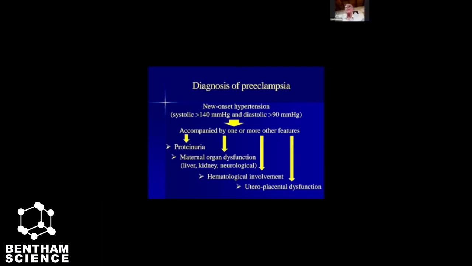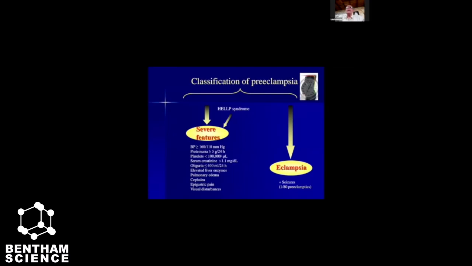Okay, thank you. And the new onset of hypertension is accompanied by one or more other features such as proteinuria, maternal organ dysfunction, hematological involvement, and uteroplacental dysfunction. In the literature, you can see terms such as mild preeclampsia and severe preeclampsia, and right now the modern classification states that preeclampsia per se is a critical risk for any pregnant woman.